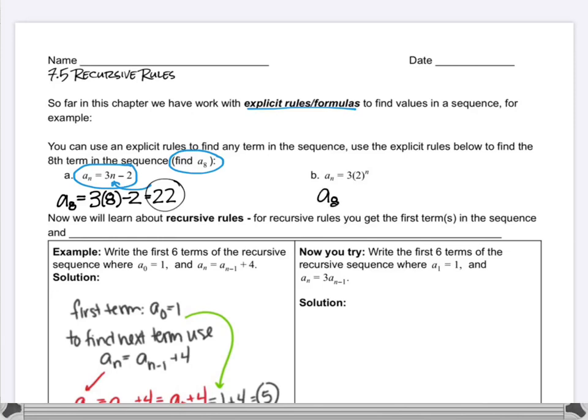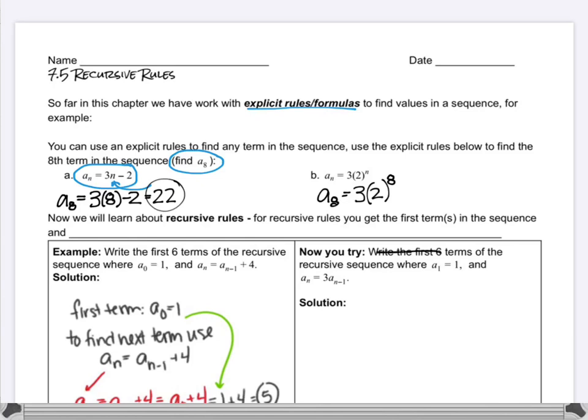So for B, if we wanted the 8th term, we would put 8 in for our exponent and evaluate that. I don't have my calculator, so I'm not going to do 2 to the 8th, but we would multiply those. So that's for explicit sequences.